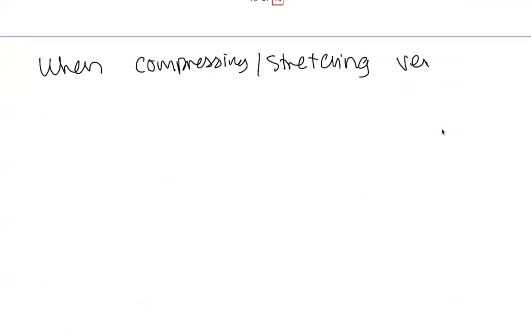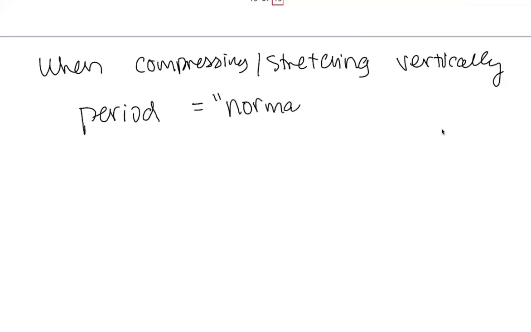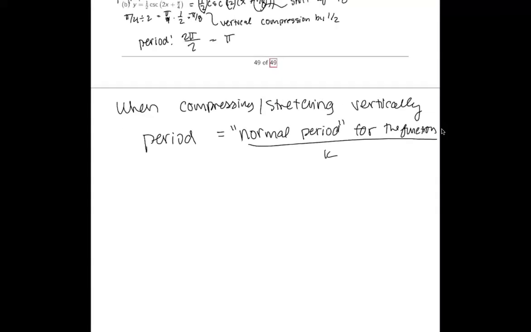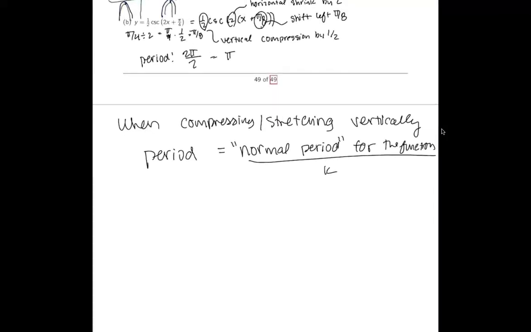So when compressing or stretching vertically, the period, if we want one formula for it, is your normal period for the function divided by k, or maybe divided by b, whatever letter you want to put there. It kind of depends. This lesson's using a different letter, but you can use whatever letter.